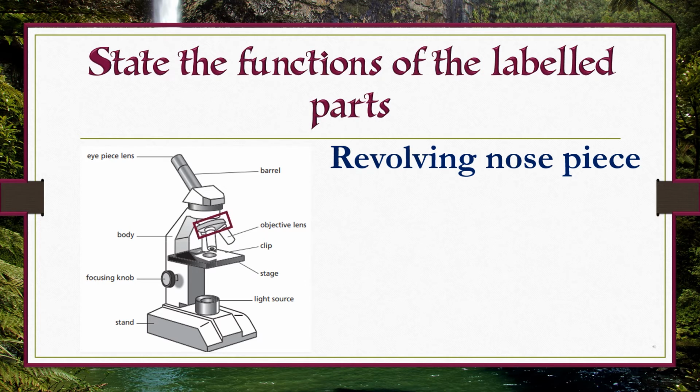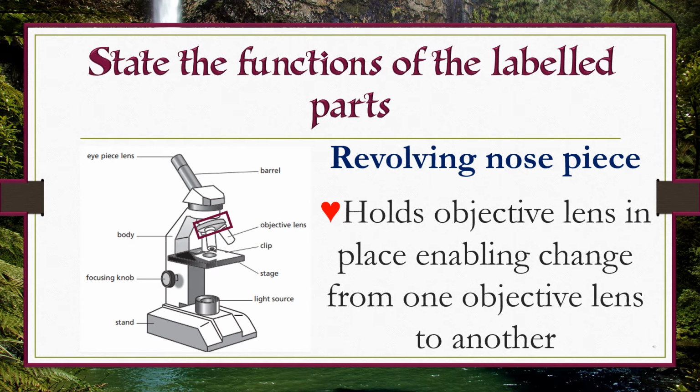The revolving nose piece. The revolving nose piece holds the objective lenses in place, and it enables the changing from one objective lens to another.